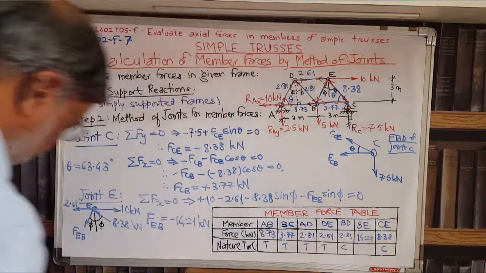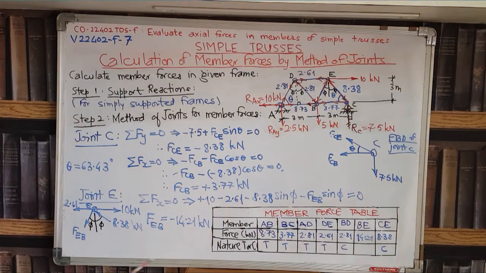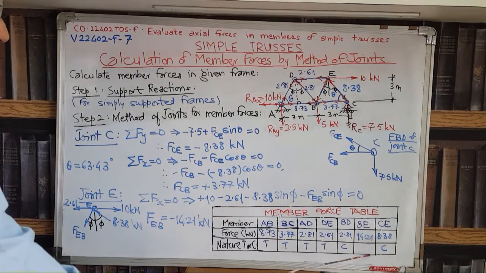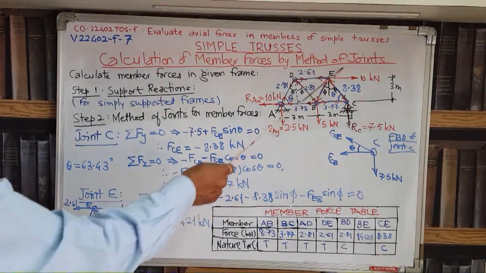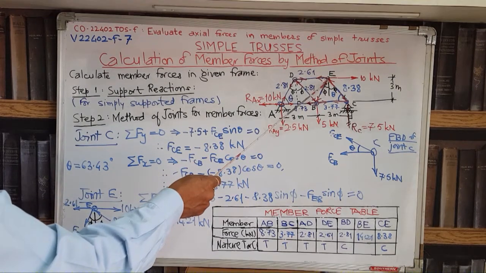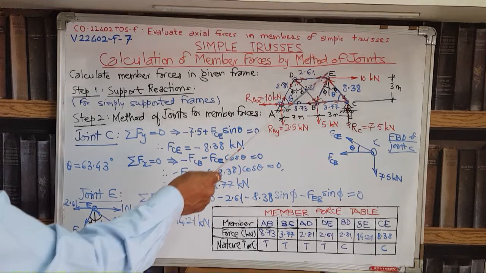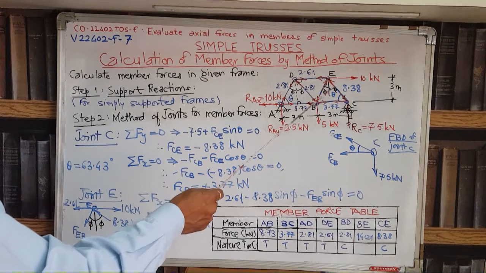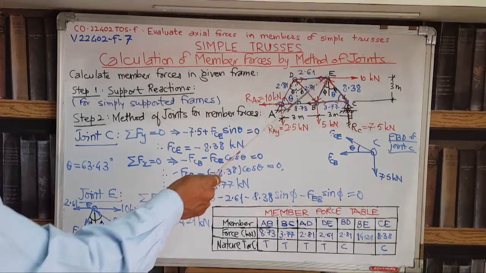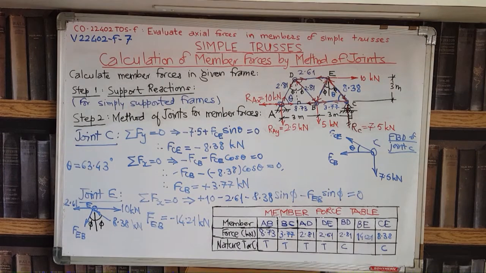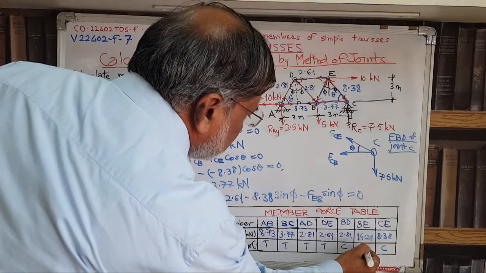Now let us do the final task of deciding whether it is tension or compression. Look at the member EB. You find these red arrows on this member. These two arrows are away from each other. They are not towards each other. Since they are away from each other, they are indicating compression. So this will be compression.